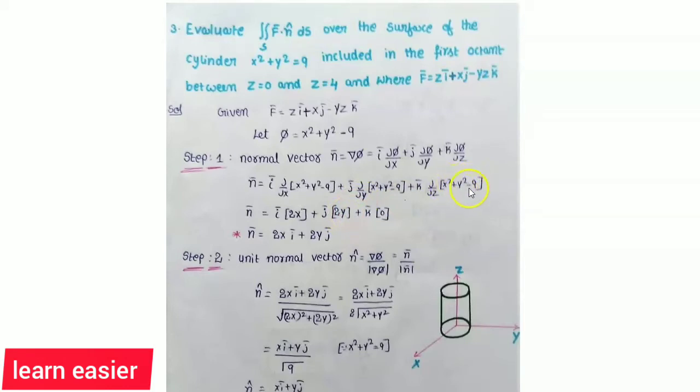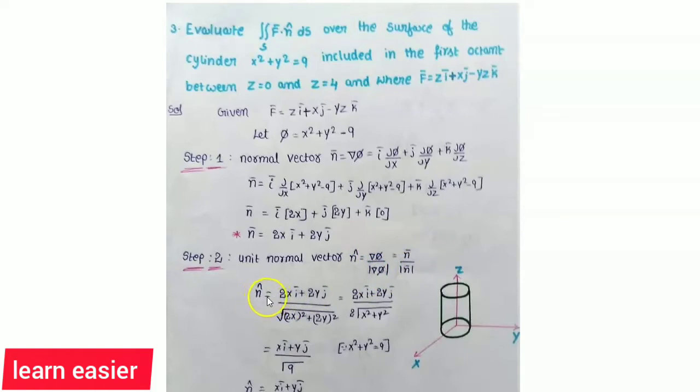And now we are differentiating phi with respect to z, but phi doesn't contain any z terms, so all these terms can be treated as constant, and the derivative of a constant becomes 0. So finally we got n bar equal to 2x i bar plus 2y j bar. And step 2 is finding the unit normal vector n cap. As we have already found n bar, now we have to take n cap. So n cap is equal to del phi by mod del phi, that is equal to n bar by mod n bar.